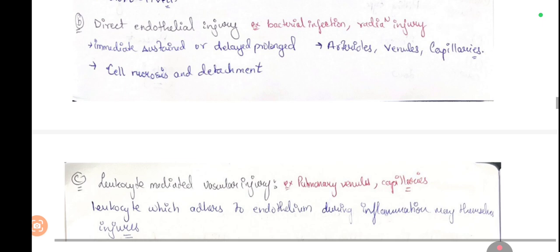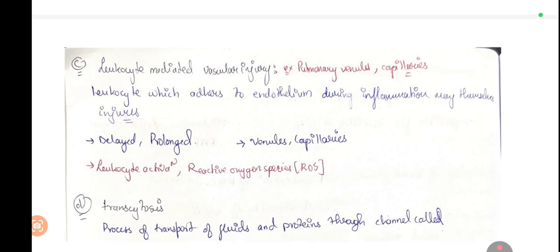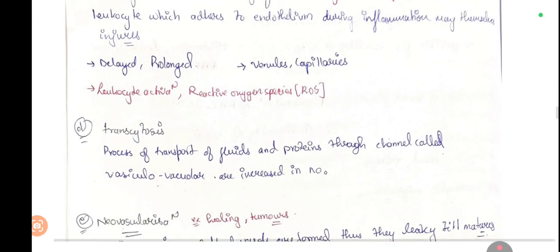Cell necrosis and detachment. Then there is leukocyte-mediated vascular injury. Examples are pulmonary venules and capillaries. Leukocytes which adhere to the endothelium during inflammation may themselves cause injury. This is delayed and prolonged; examples are venules and capillaries. In this, there is leukocyte activation and reactive oxygen species.